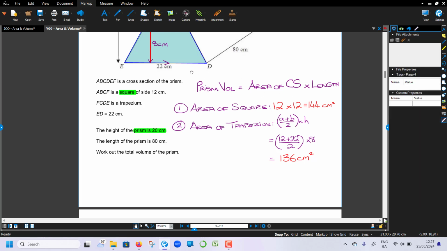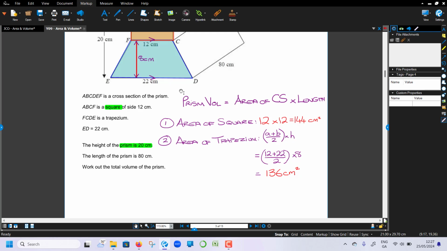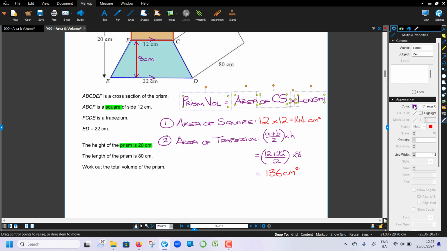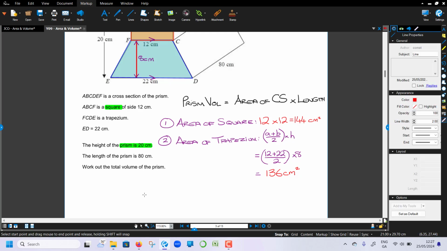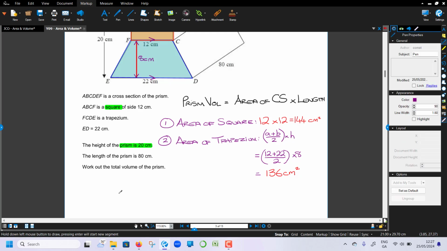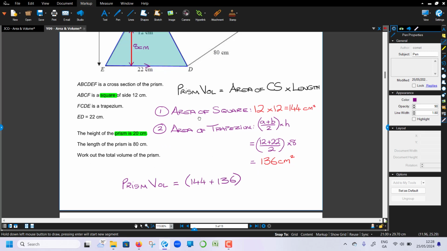So let's go back to our original formula, which is the prism volume. So it's the area of the cross section times the length. So the area of the cross section, let's do it. Prism volume equals area of the cross section. So that's going to be 144 plus 136. Yeah, that's the area of the cross section.